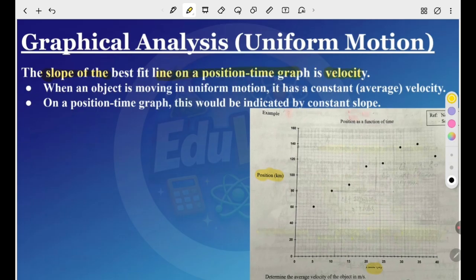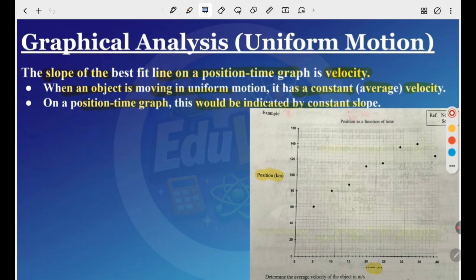So we have random points on the graph. When we put the best fitted straight line between these points, passing through these points, we get the velocity from there. When an object is moving in a uniform motion, we always get the constant velocity, or we can say the average velocity for the graph. On the position time graph, we indicate it by the constant slope. So always in the position time graph, we indicate a constant slope for the velocity.